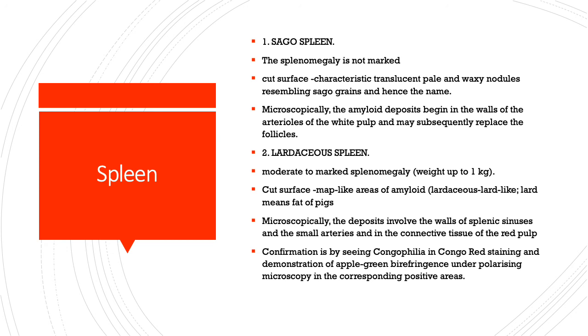Microscopically, the deposits are seen in the walls of splenic sinuses in the red pulp, and in the small arteries and the connective tissue of the red pulp, whereas in sago spleen it is the white pulp and arterioles. Confirmation is by the same thing, Congo red stain, congophilia, and demonstration of apple green birefringence by polarizing microscopy in the corresponding positive areas of the respective sections.